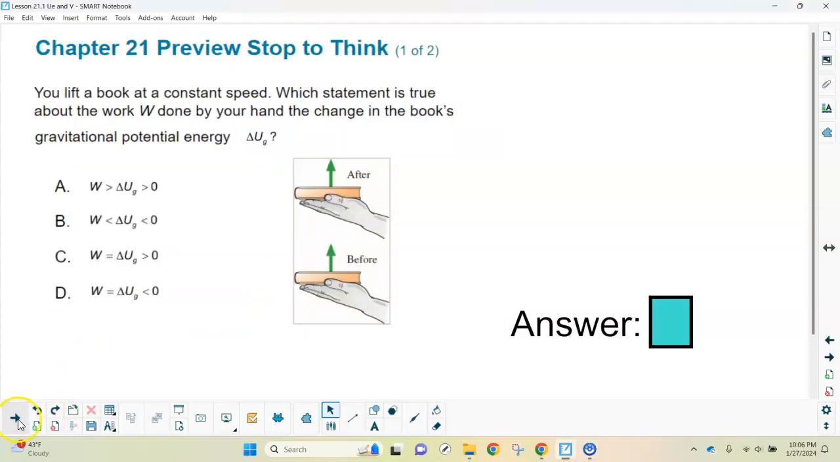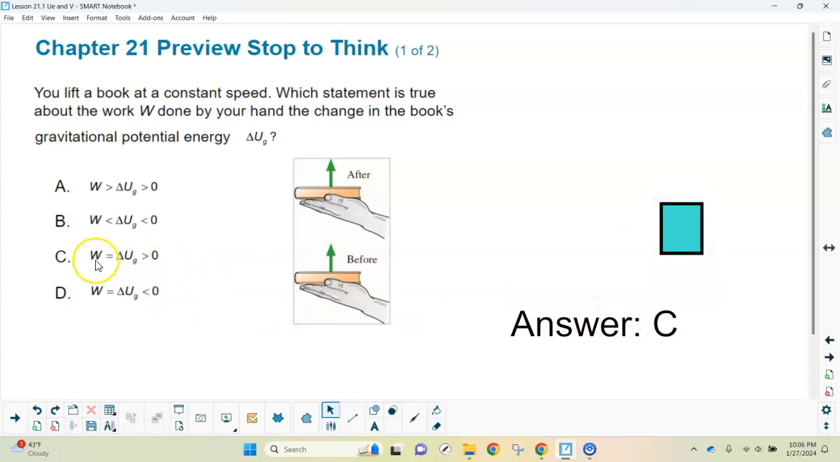If we do the same idea for this question, it says you're going to lift a book at a constant speed. It's starting here and moving up to the higher point. What statement is true about the work done on the book by your hand, and the change in gravitational potential energy of the book? Here are your options. I'll give you a second to answer. And the correct answer is C.